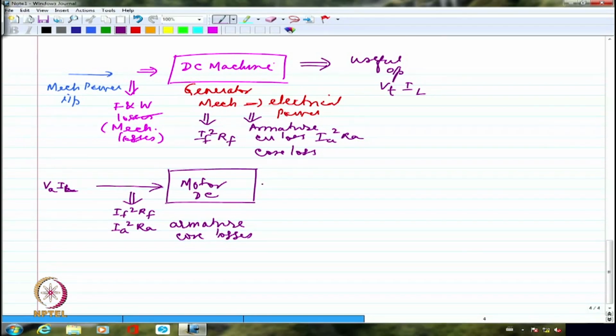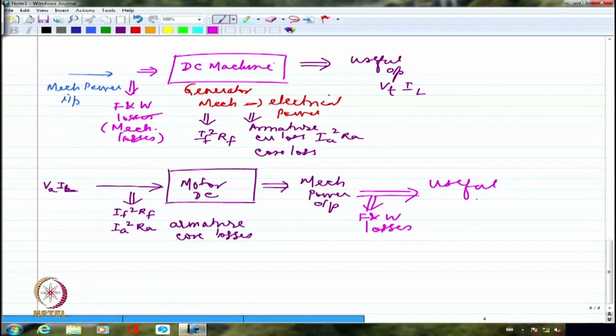Now what is coming out ultimately is the mechanical power output. What is lost from here is friction and windage losses. Now what is left over finally is the useful mechanical output. So this is going to be the useful mechanical output that comes out.